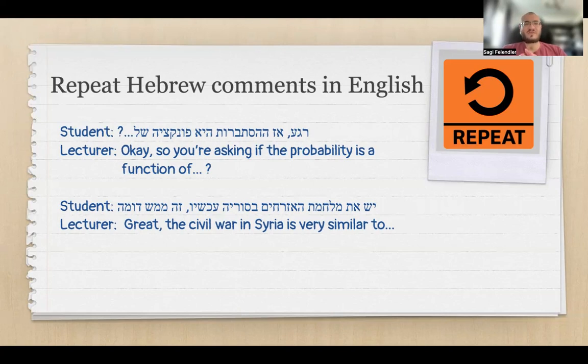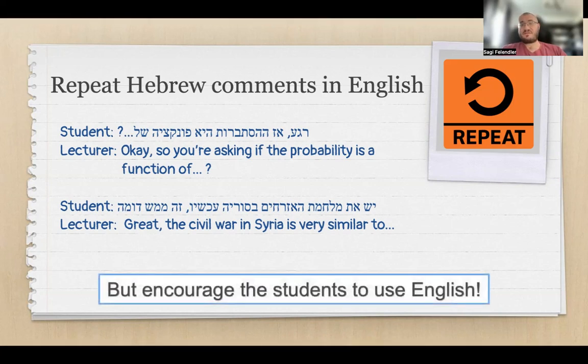Okay, again, it's a great way to cover all the bases. It helps students understand how their questions may sound in English, and it helps students for whom English is the primary language keep in touch even if Hebrew is used in the classroom.